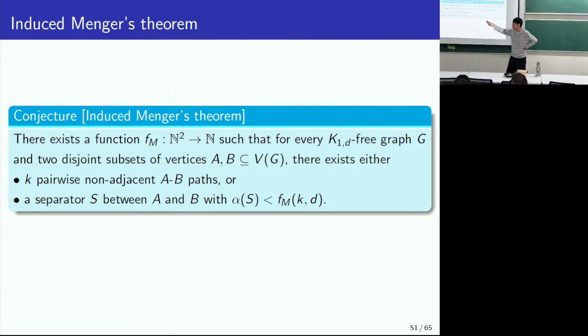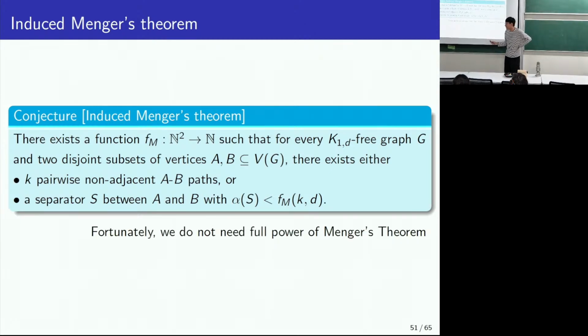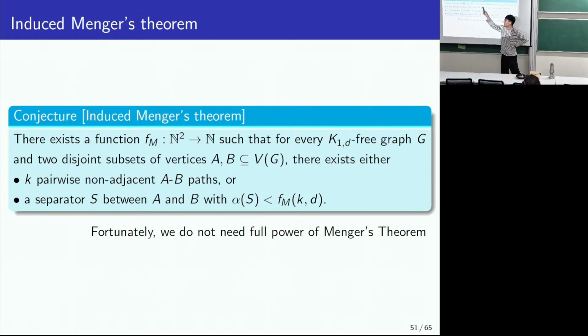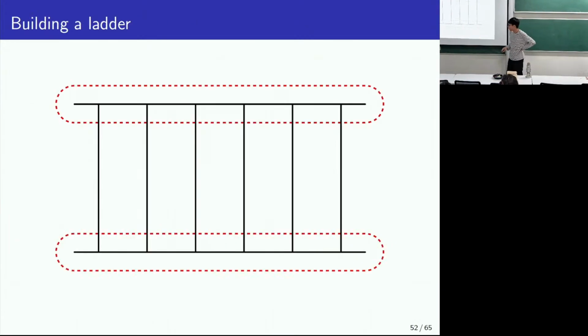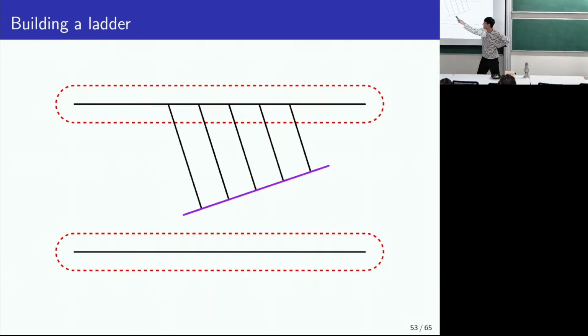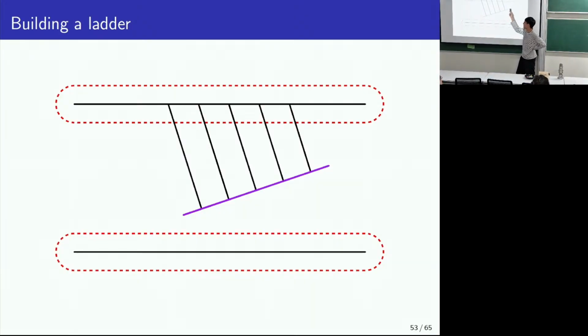We don't know this conjecture, but one fortunate thing is we do not need the full power of Menger's theorem. We want to find a fixed graph as an induced minor. This means that we don't need these two sets to be arbitrary. We can just say these two sets are given. And furthermore, we may say that they may change in the course of the proof. So that's what we will do. Instead of building a ladder like this, we will find a new path here and make a ladder between this path and the first one.